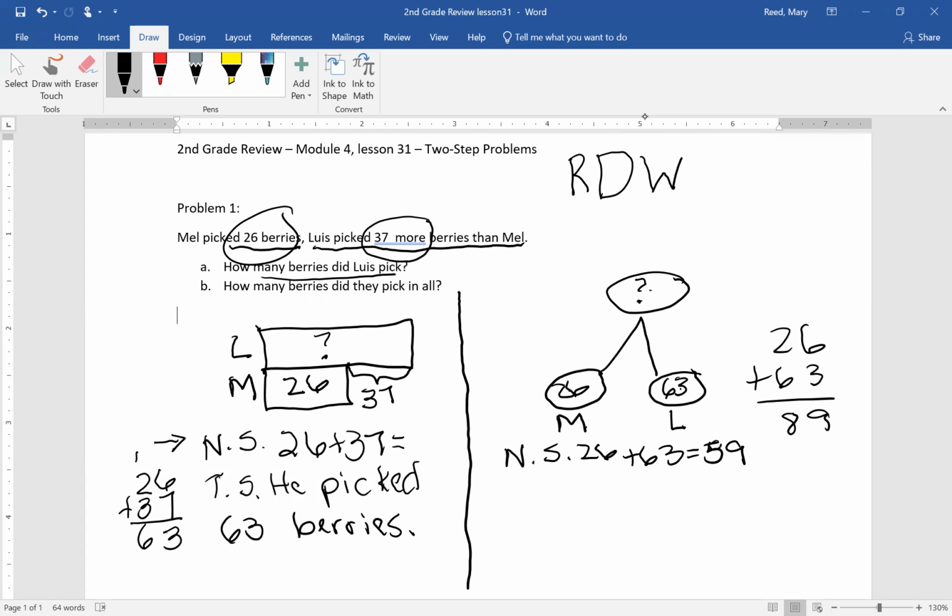Actually, it's 89. Good thing I did that algorithm. Okay, 89. All right, and then finally I need my TS. How many berries did they pick in all? Yes, they picked 89 berries in all.